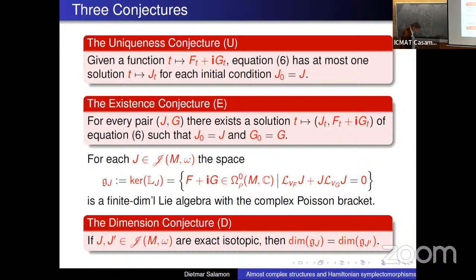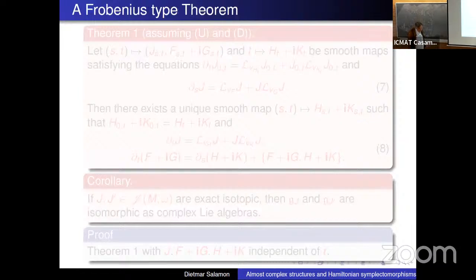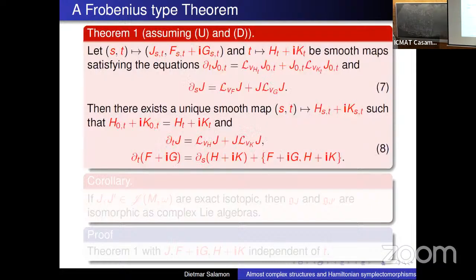So under these three conjectures, I propose that the space of Kähler potentials can be generalized and extended to the almost complex setting. And the key to understanding this is a kind of Frobenius type theorem for this subbundle of this tangent bundle of almost complex structures. And so what does the Frobenius theorem say?